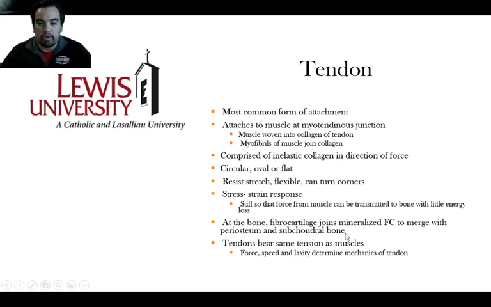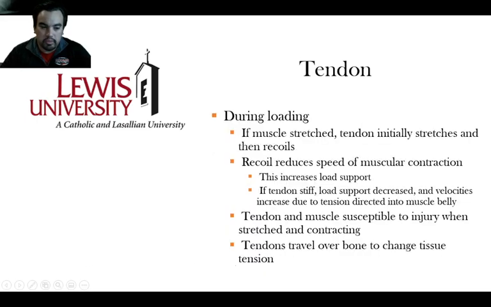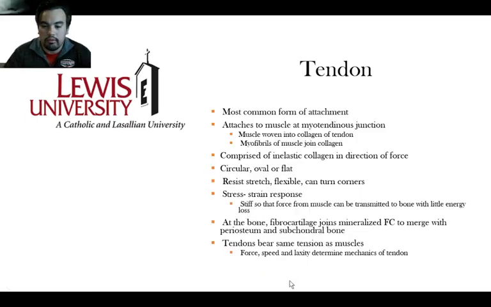At the bone, the fibrocartilage joins a mineralized fibrocartilage to merge with the periosteum and the subchondral bone. Tendons bear the same tension as muscles. So force, speed, and laxity determine the mechanics of the tendon. Okay, because they have that same tension as the muscle. So as the muscle contracts, the same tension that's in the muscle is in the tendon.